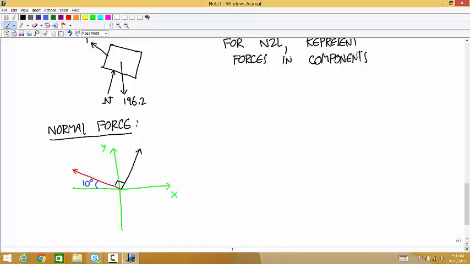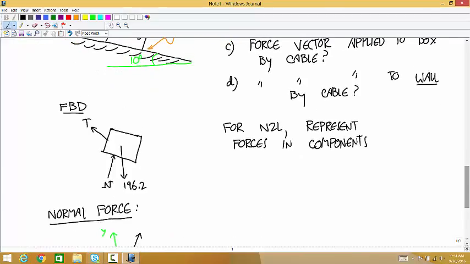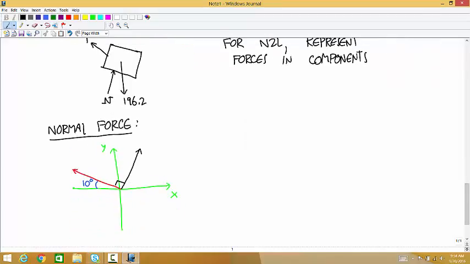Question. Yep. I know that the normal is at a 10 degree angle, but why did we use something non-perpendicular to the line that is going like this? It is perpendicular to that incline. That's what we want. Oh, the normal is perpendicular. Yeah. Oh, okay.